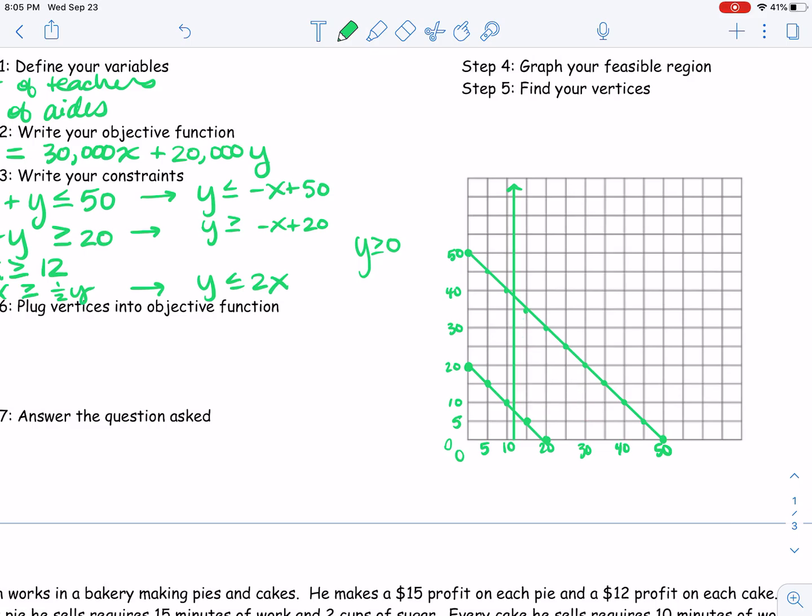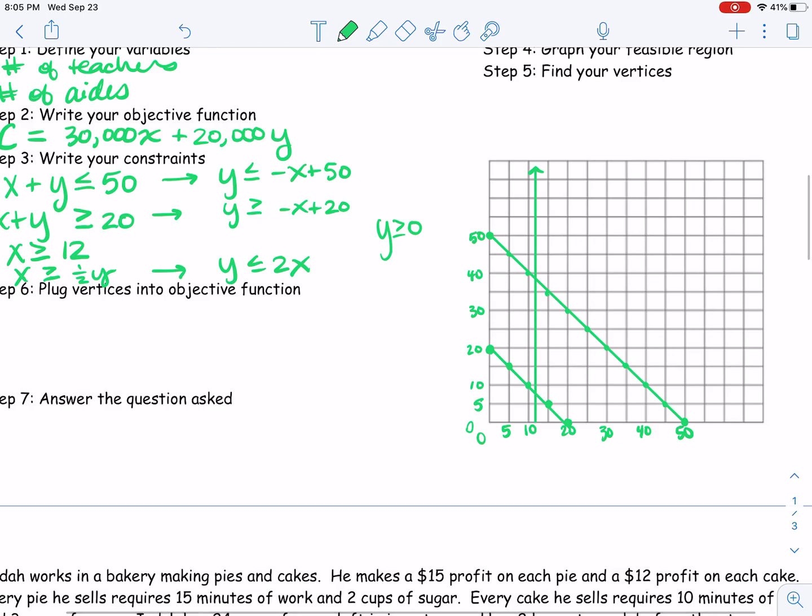But I have a couple more left to graph. The last one is y is less than or equal to 2x. So that means I have a 0 y-intercept up to over 1. So I'm dealing with this line here. I know it's a solid line again, and that one is less than, so I'm shading below. So right now, my shaded region is here.